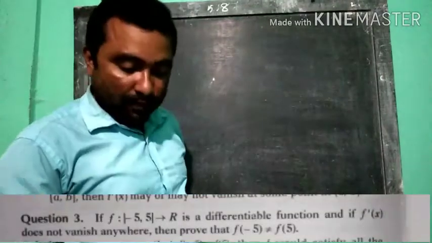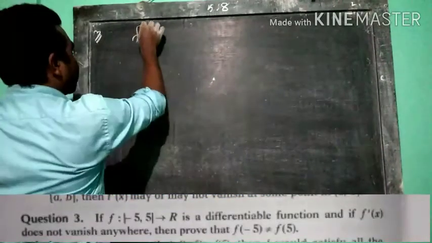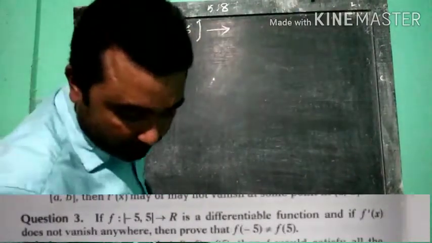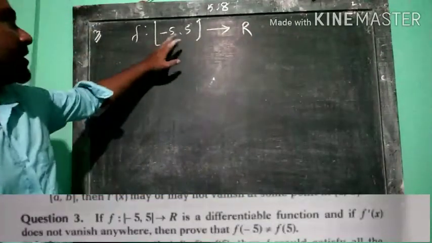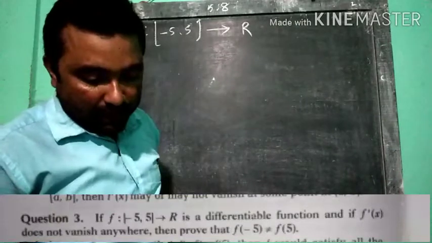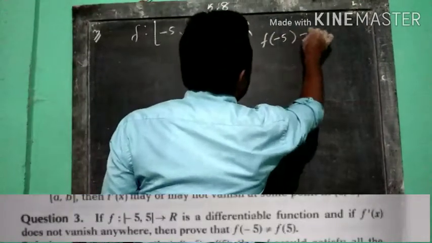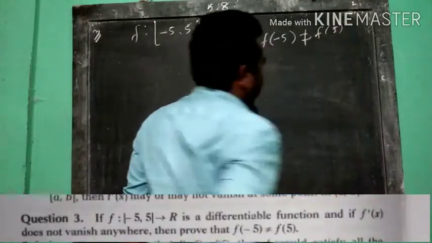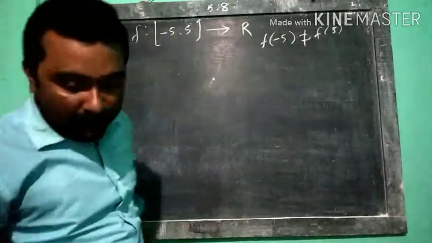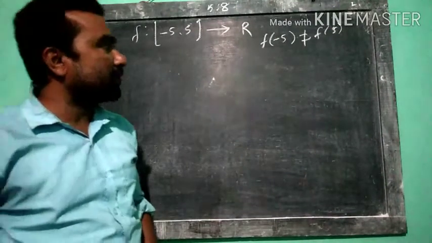Now we are going to solve question number 3. Question number 3 is: if f from the closed interval [-5, 5] to R is a differentiable function and f'(x) does not vanish anywhere, then we are to prove that f(-5) is not equal to f(5).